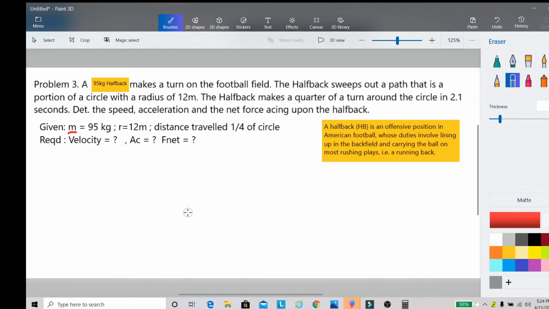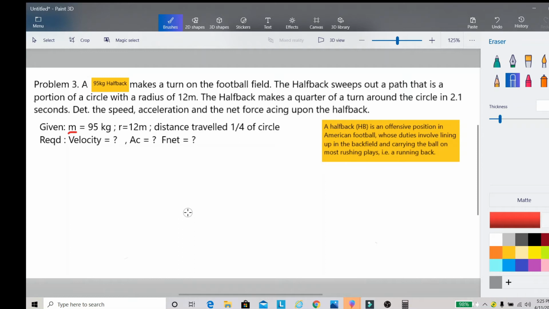Okay, we have another problem here. A 95 kilogram halfback makes a turn on the football field. The halfback sweeps out a path that is a portion of a circle with a radius of 12 meters. The halfback makes a quarter of a turn around the circle in 2.1 seconds.